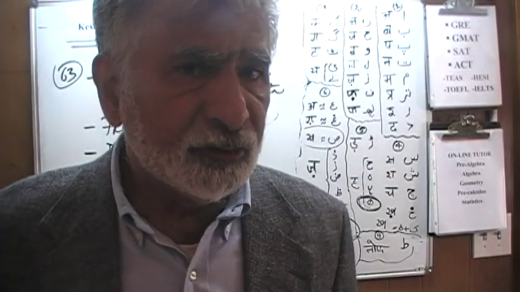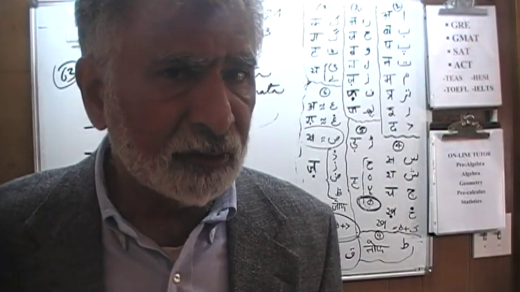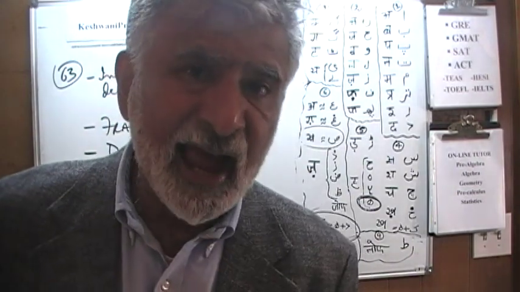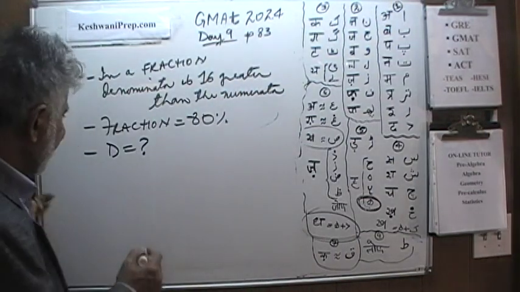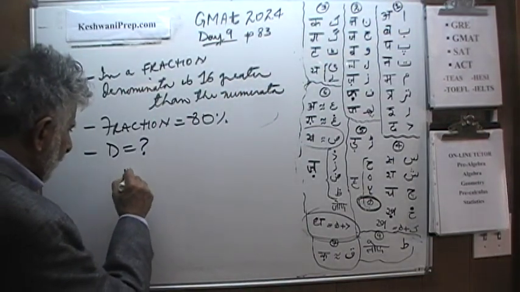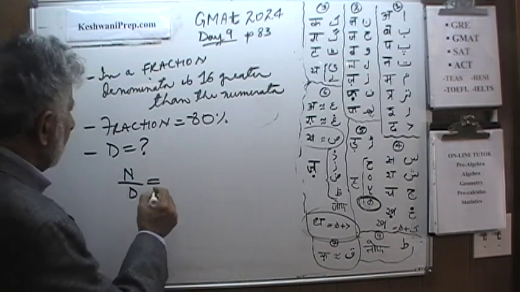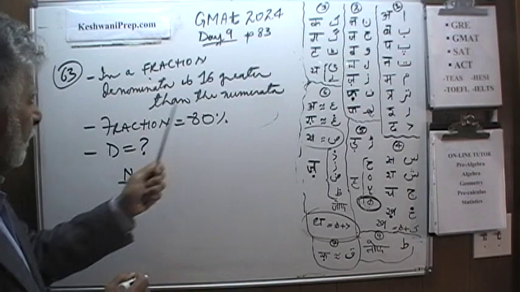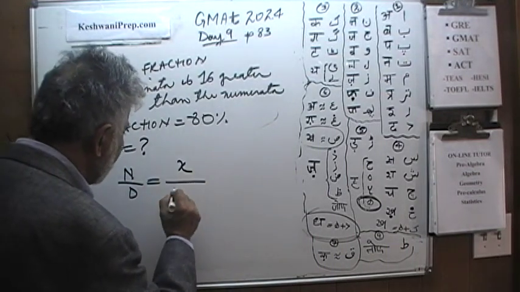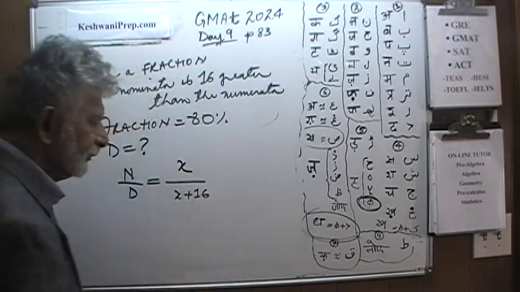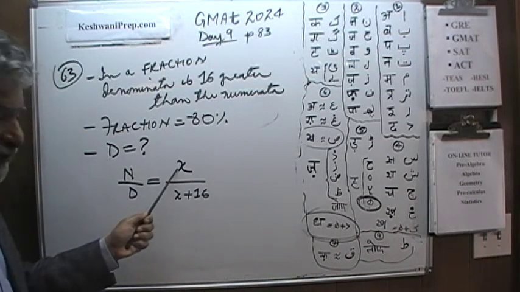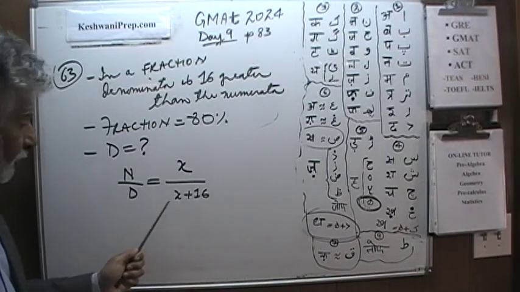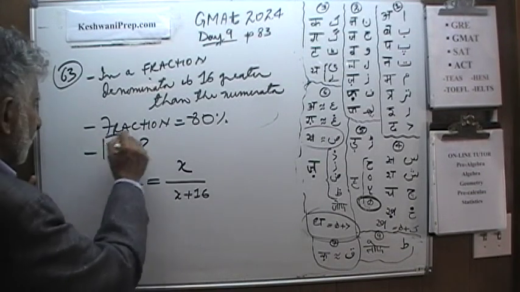What we need to keep in mind in questions like these is to always be cognizant of what is being asked. Here's our fraction, a numerator over the denominator, and since we are told that the denominator is 16 more than the numerator, I'm going to call the numerator x. The denominator is going to be x plus 16. So when we finish finding x, the numerator, we have to remember to add 16 to it, because we are interested in the denominator. This is the guy we are interested in.